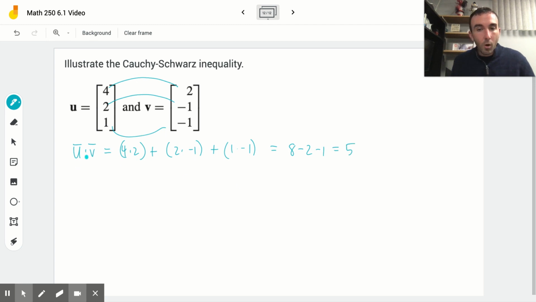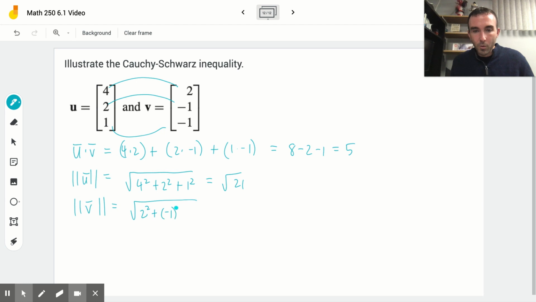So that's 5. Next, the norm of u, that is the square root of 4 squared plus 2 squared plus 1 squared. So I have 16, and 4 is 20, plus 1 is radical 21. And then the norm of v, that is 2 squared plus negative 1 squared plus negative 1 squared, which gives us radical 6.